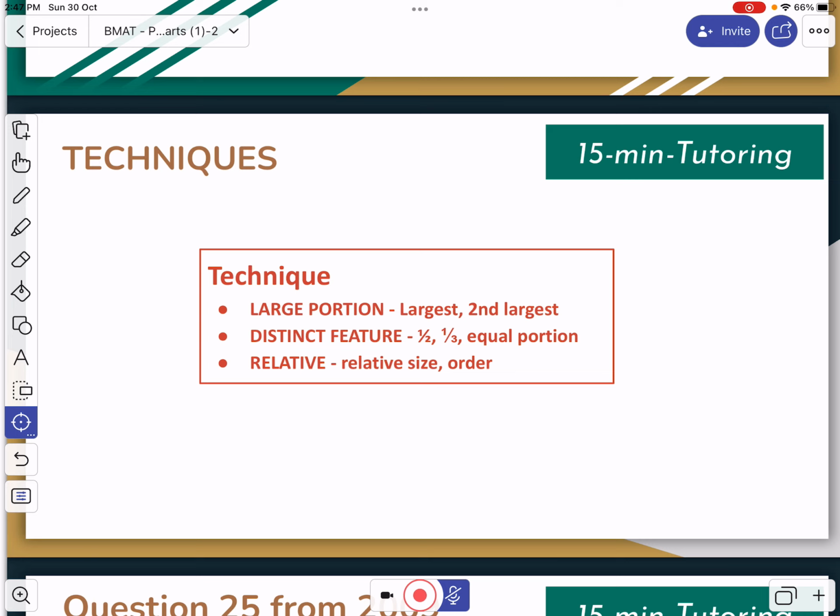If your graph is not labeled, if your graph comes without a scale, it will be difficult to tell the exact amount, like 45 meters, 25 grams. That will be difficult. But if you instead look at the relative size and order, it will be easier. Again, if you listen to this and feel like, hey, I don't know what you're talking about, I encourage you to go back to my previous video and watch it.